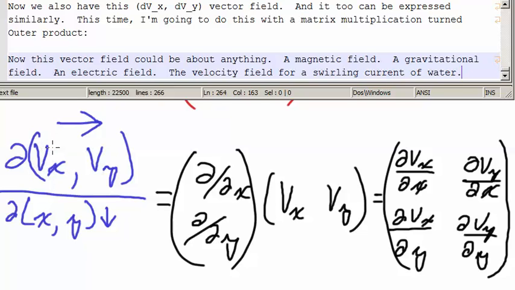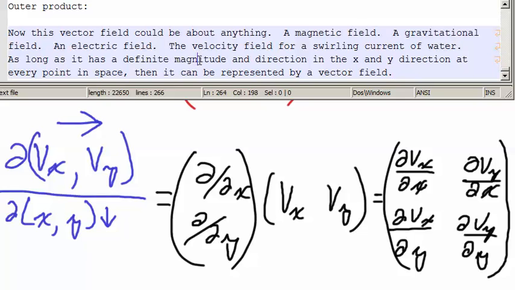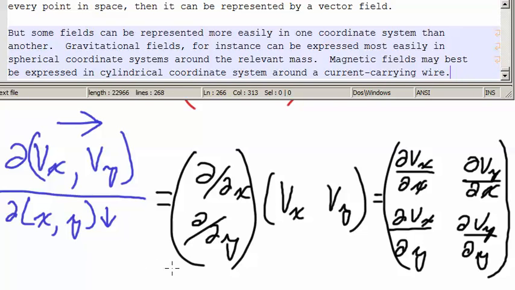Now this vector field could be about anything: a magnetic field, a gravitational field, an electric field, the velocity field for a swirling current of water. As long as it has a definite magnitude and direction in the x and y direction at every point in space, then it can be represented by a vector field. But some fields can be represented more easily in one coordinate system than another. Gravitational fields, for instance, can be expressed most easily in spherical coordinate systems around the relevant mass. Magnetic fields may best be expressed in cylindrical coordinate systems around a current-carrying wire.